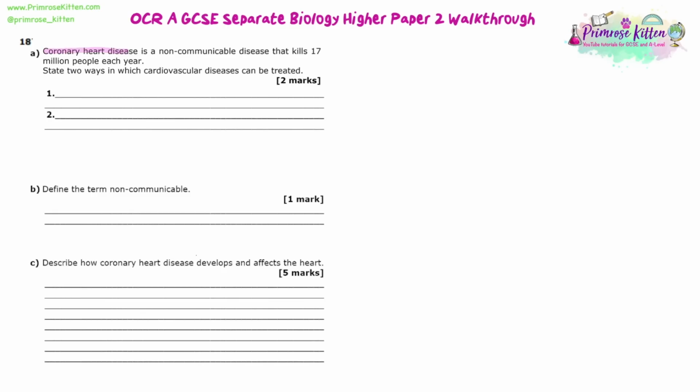Question 18. Coronary heart disease is a non-communicable disease that kills 17 million people each year. State 2 ways in which cardiovascular disease can be treated. Okay, so coronary heart disease, also shortened to CHD, and we have to think about how we're going to treat it. So what we're going to do to treat people who have this, and we need 3 different things.